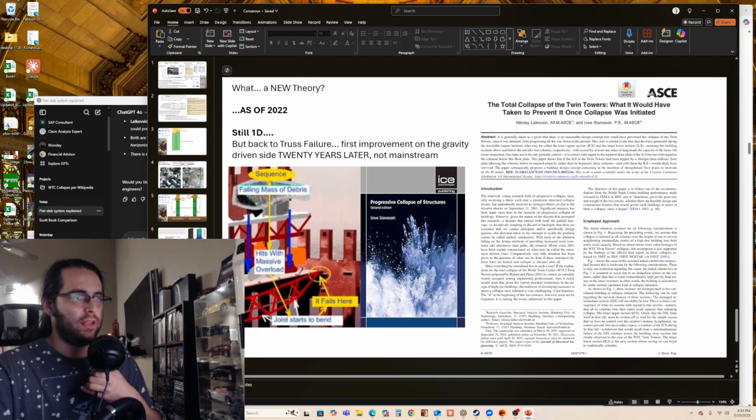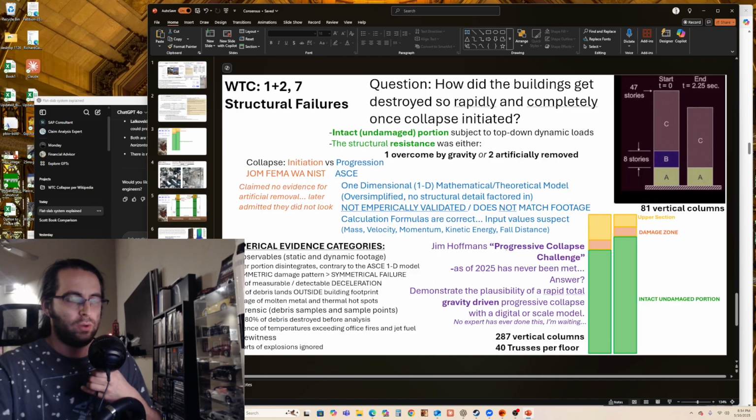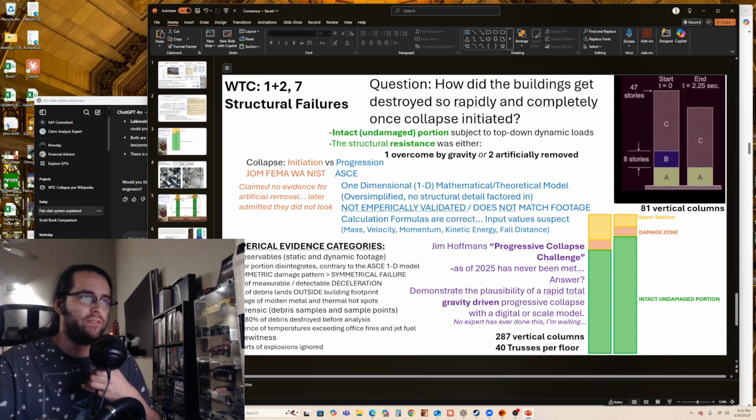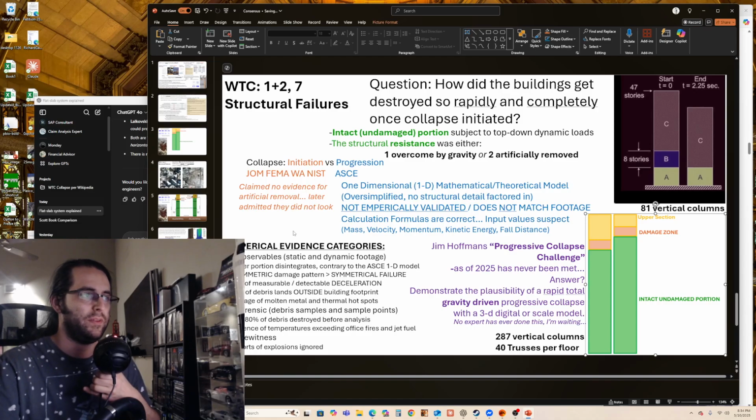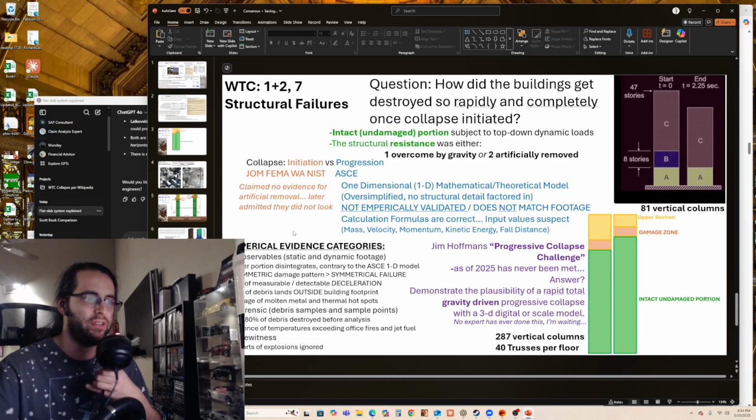And as of 2025, there's no empirically validated demonstration of the plausibility of a rapid total gravity-driven progressive collapse with a digital or scale model that's 3D, not even 2D would be fine instead of this 1D bullshit. No expert has done this. There are observables that are anomalous in the footage that have not been accounted for by any official explanation.